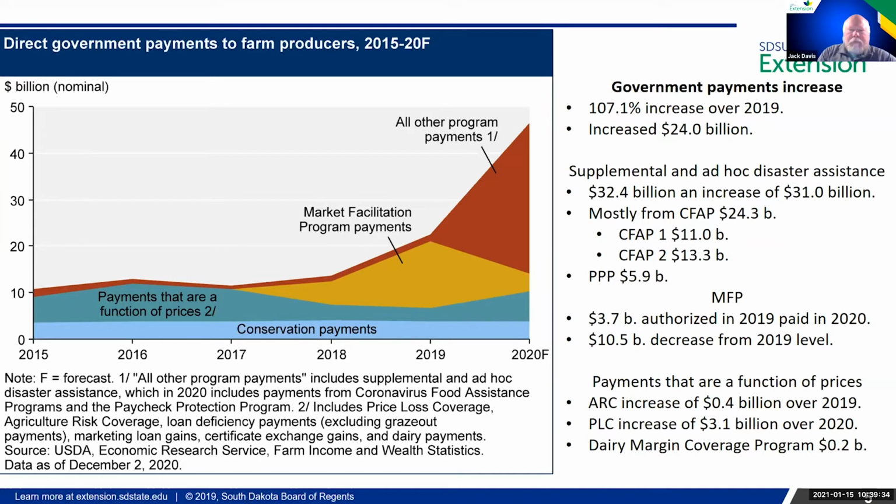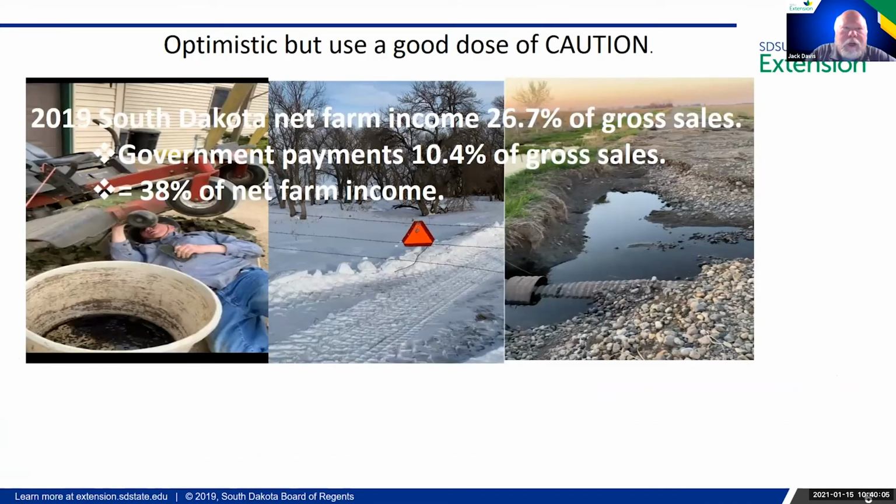Also the MFP was what was authorized in 19 and then paid in 20. And we did have some payments on our government programs due to price and or yield losses. So a little bit in PLC, most of that probably on wheat acres, and the ARC probably on losses due to revenue or yield. So really, 2020 optimistic, but I would say probably still a good dose of caution.